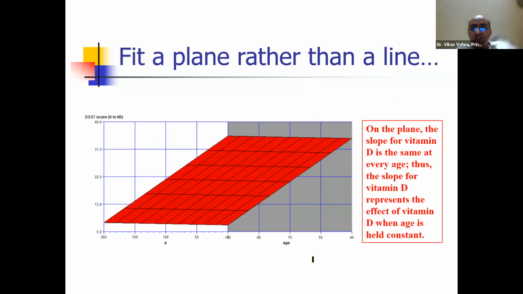So by putting in a similar plane of age, when age is held constant, we see the scores of the vitamin D and the slope. So it comes out this way in a plane. So we say on the plane, the slope of vitamin D is the same at every age. Thus, the slope for vitamin D represents the effect of vitamin D when age is held constant.